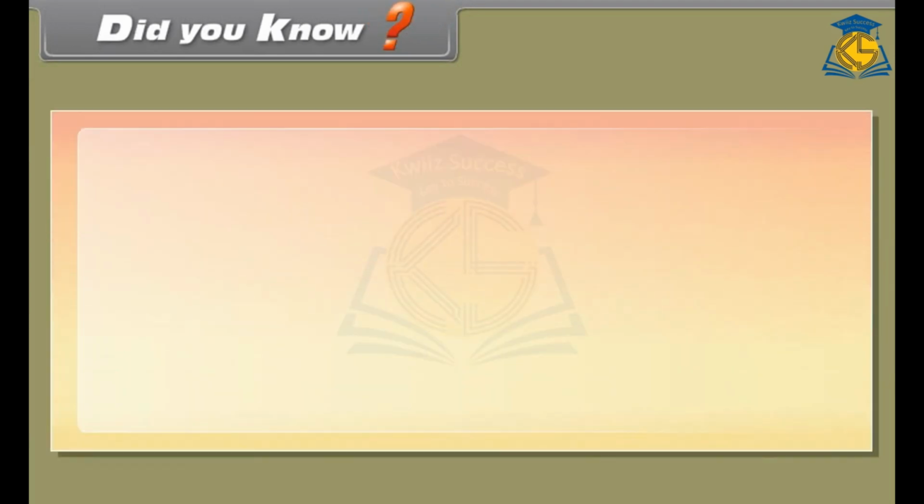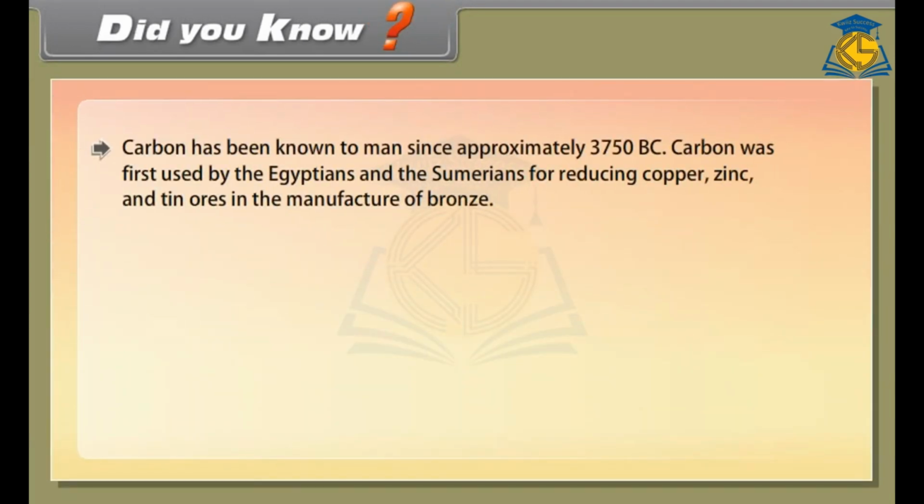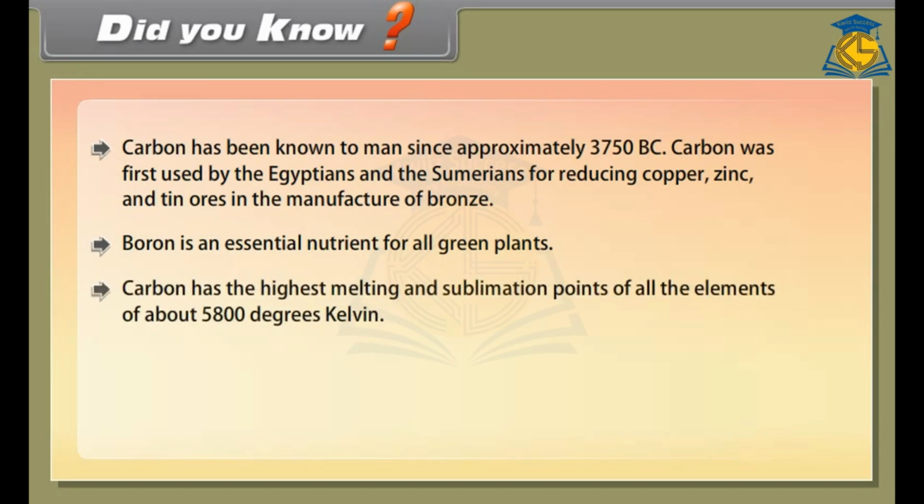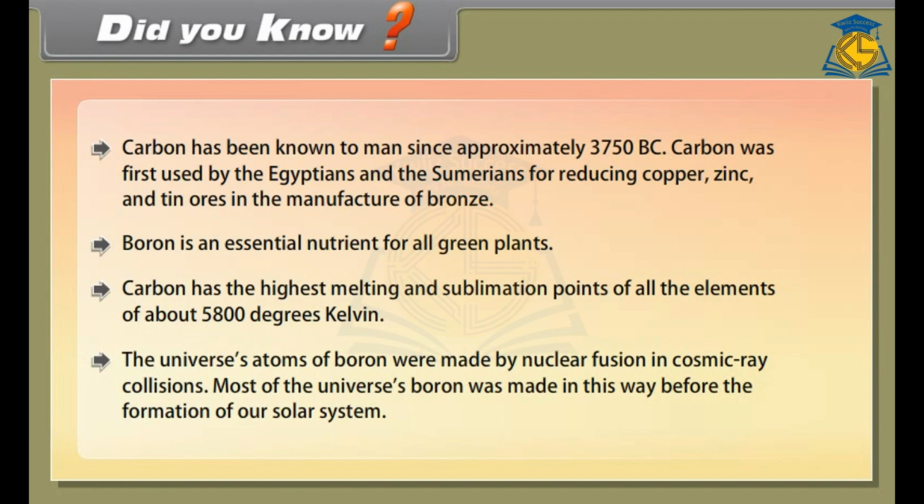Did you know? Carbon has been known to man since approximately 3750 BC. Carbon was first used by the Egyptians and the Sumerians for reducing copper, zinc, and tin ores in the manufacture of bronze. Boron is an essential nutrient for all green plants. Carbon has the highest melting and sublimation points of all the elements, of about 5800 degrees Kelvin. The universe's atoms of boron were made by nuclear fusion in cosmic ray collisions. Most of the universe's boron was made in this way before the formation of our solar system.